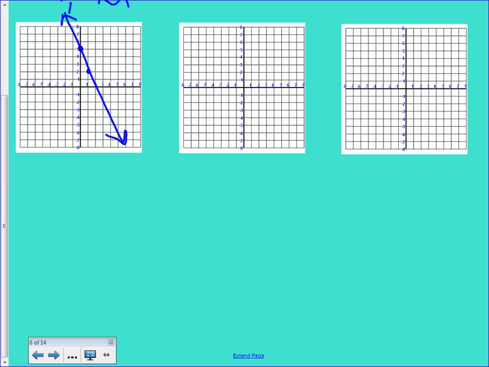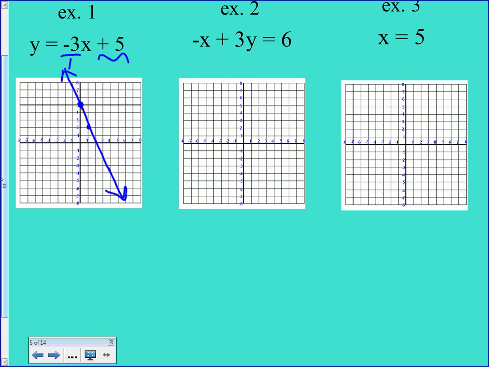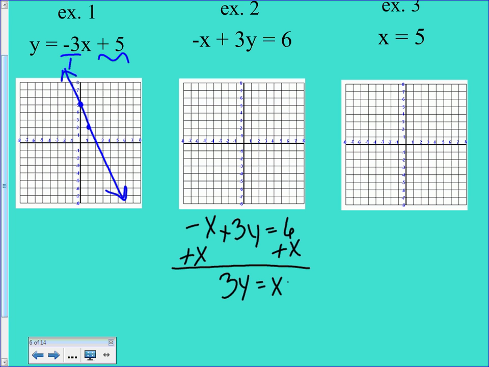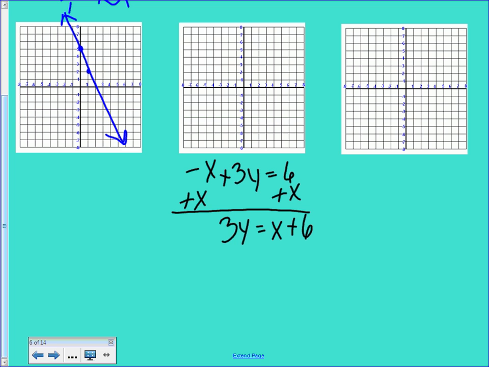So let's take a look at example number 2. In order for us to graph number 2, we have to have it solved for y. We don't know how to graph it in standard form. So I have negative x plus 3y is equal to 6. To solve for y, first I want to get that x over to the other side, so I'm going to add x to both sides. Then I get 3y is equal to x plus 6. Last thing I have to do to solve for y is to divide by 3. So here I get 1 over 3x. I'm writing it this way so it makes it easier for me to see my slope. And then 6 divided by 3 gives me 2.